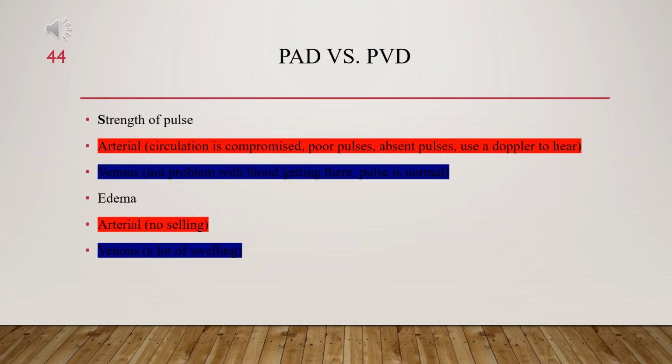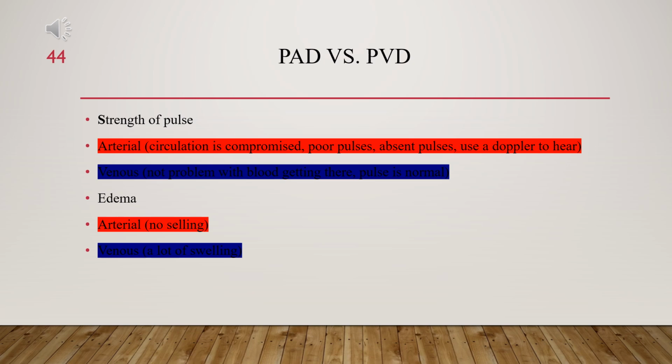So S is for the strength of the pulse. Remember, with our arterial patients, the circulation is compromised. So we're going to have poor pulses, or the pulses might not even be there. They might be absent. You might have to use a Doppler to actually hear them. The venous patients, remember, the problem is not the blood getting there, it's the blood getting out of there. So their pulse is probably going to be normal.